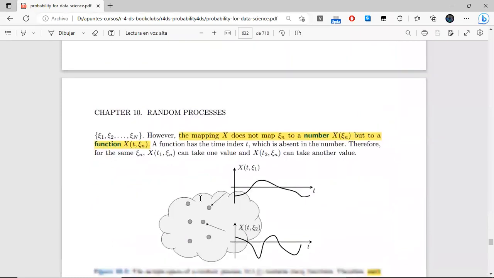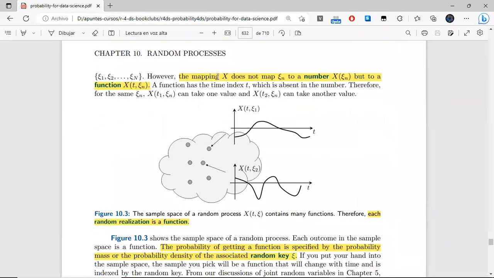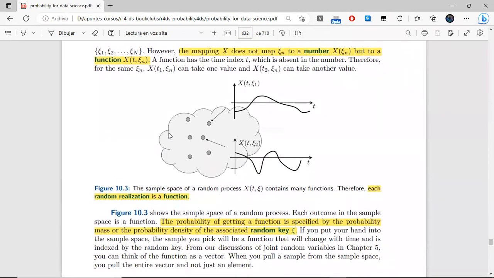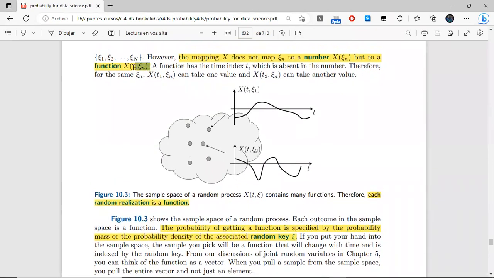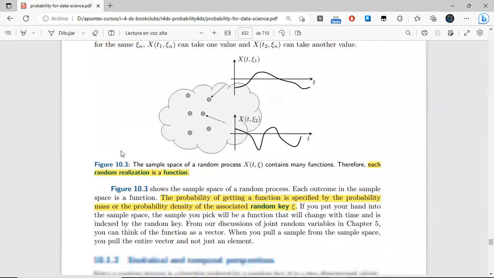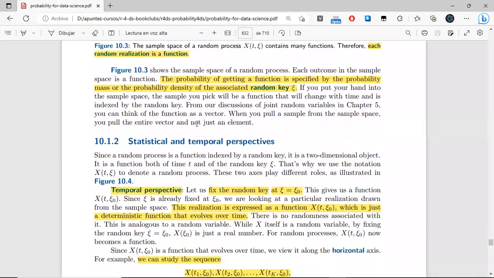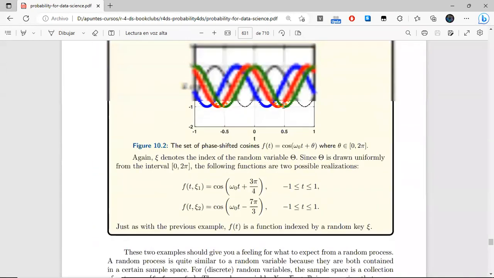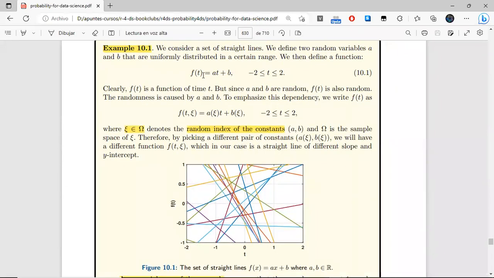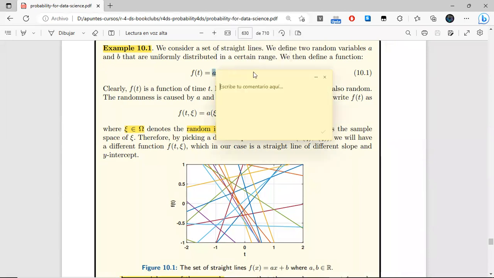Over here, we have another example. And this is the point that I was saying. This mapping from X to this specific event usually produces a number because it's a random variable, but in this context of random process, the output, that is what we will be working with, is actually a function, no longer just a number. So each random realization is a function. The randomness associated to that function is specified by the associated random key. That is, the random variables that we are using when defining such function, as we saw over here. The randomness of f is determined by the randomness of the random variables A and B.